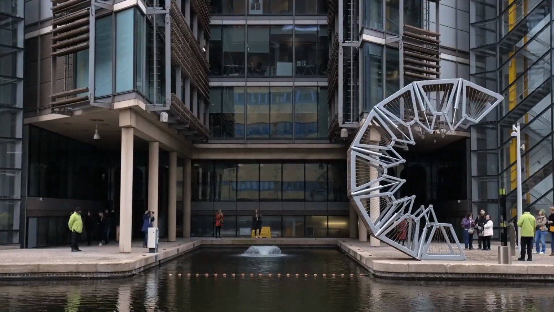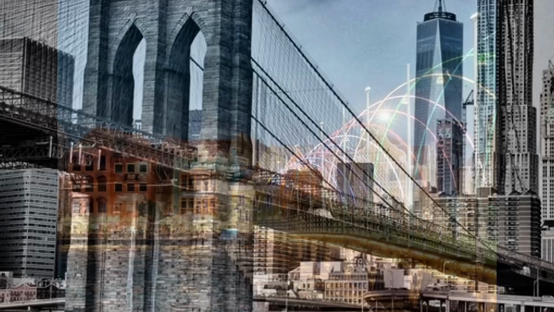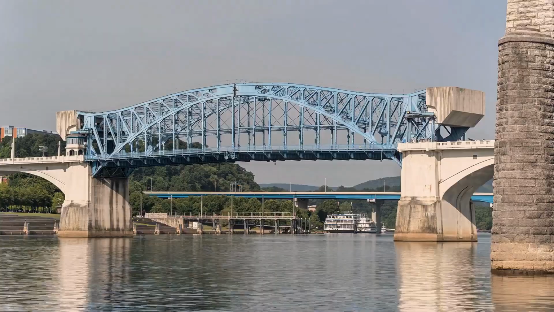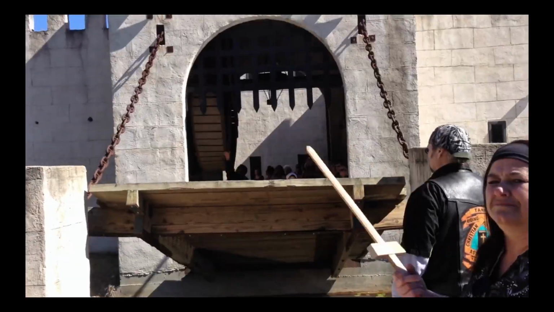Movable bridges are fascinating because they combine civil engineering with mechanics to allow ships and vehicles to share waterways and roads efficiently. Below is a list of all types of movable bridges.